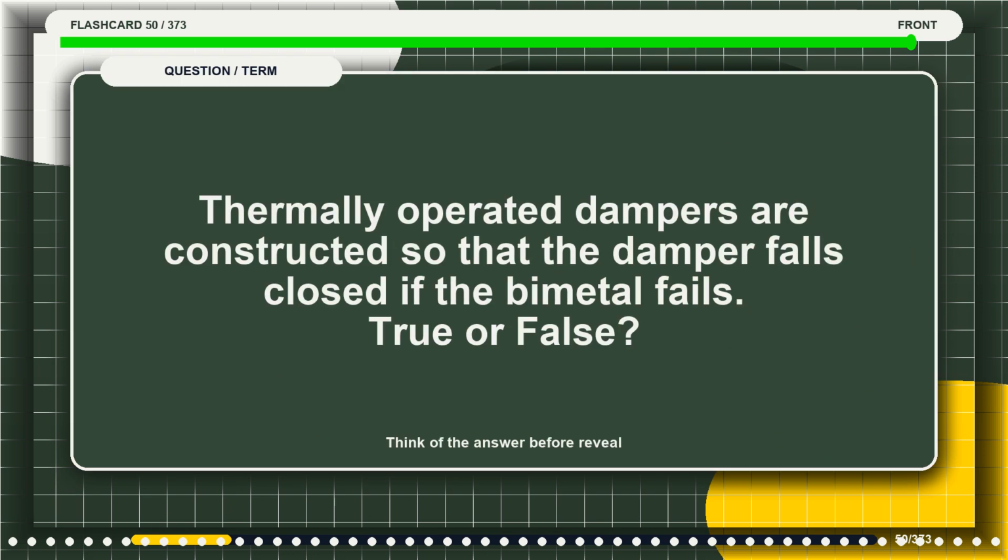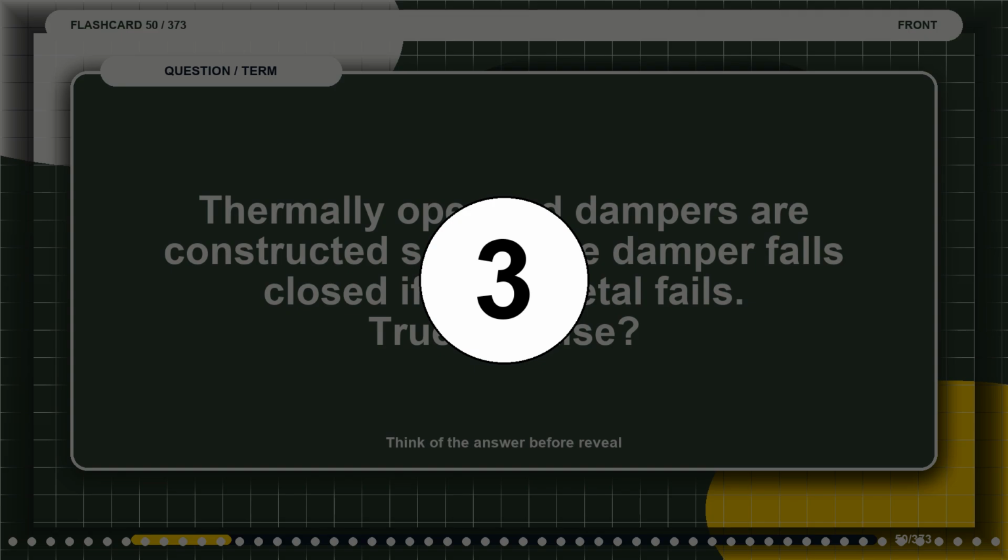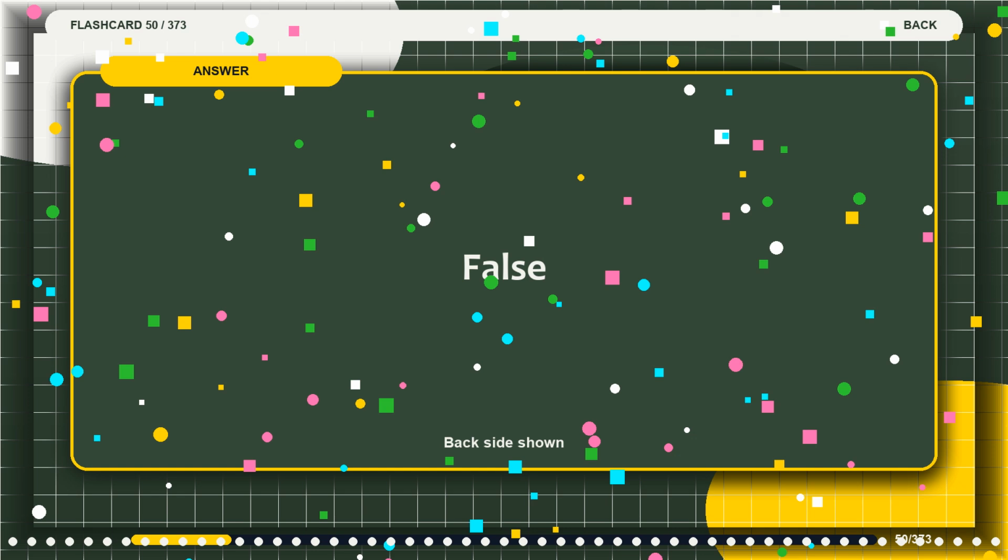Flashcard 50. Thermally operated dampers are constructed so that the damper falls closed if the bimetal fails. True or false? Think of the answer before the reveal. The answer is false.